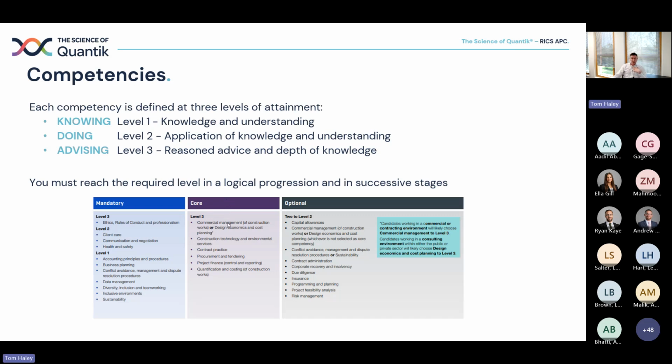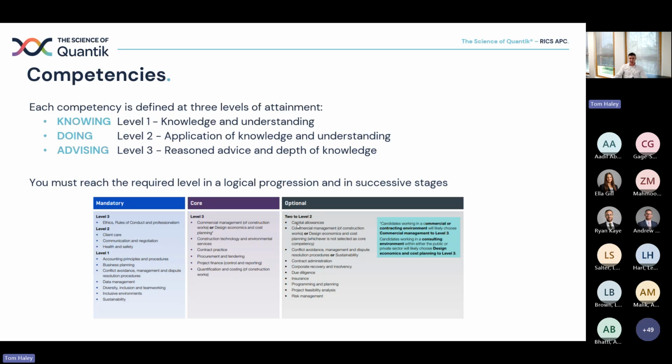For commercial management or design economics, it will depend on whether you are a PQS, in which case you'll be design economics, or whether you're a contractor's QS, in which case you're commercial management. For the purpose of this presentation, I followed commercial management because I am a contractor's QS, but that's just something to bear in mind. And then these are the optionals that you need to demonstrate to level 2.